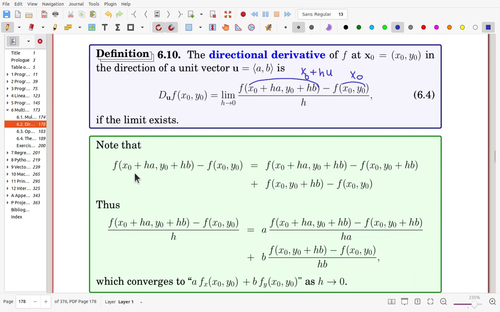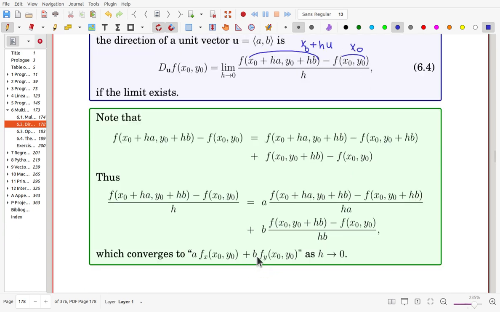Now, for the numerator, we may subtract this term and add this one, and deal with the two differences separately. So the quotient is the same as, divided by h and multiplied by a, the same a for these two terms, plus, divided by h and also divided by b and multiplied by b here.